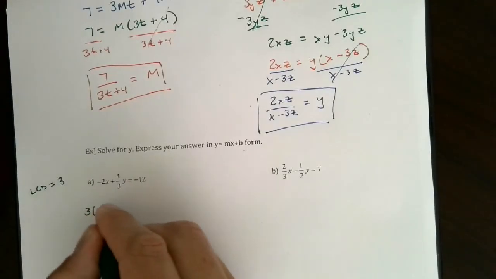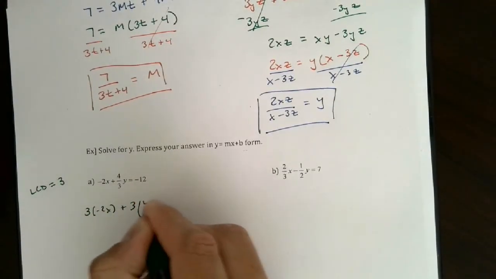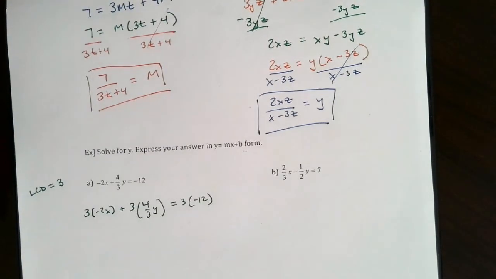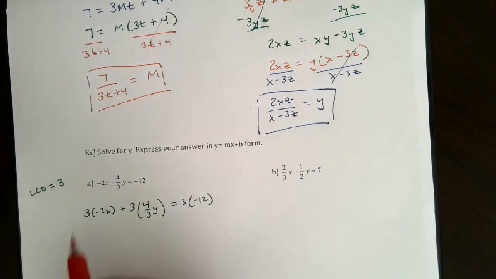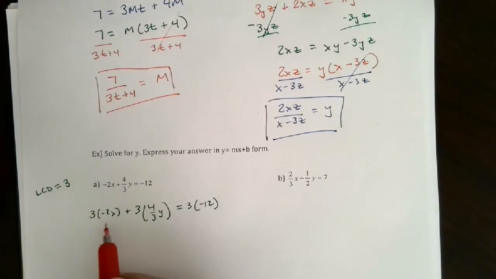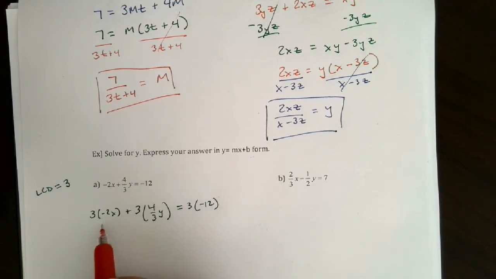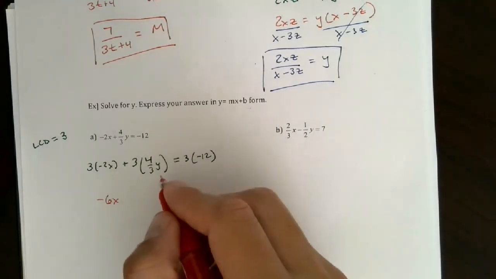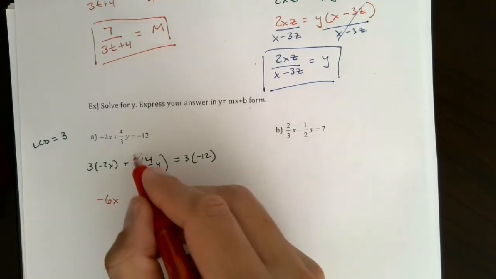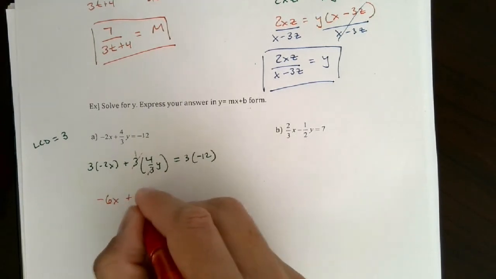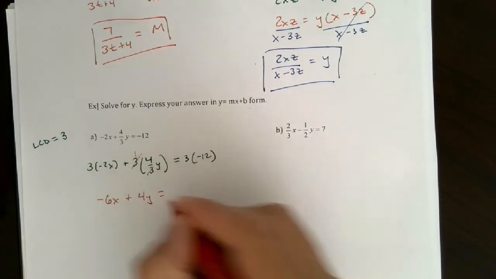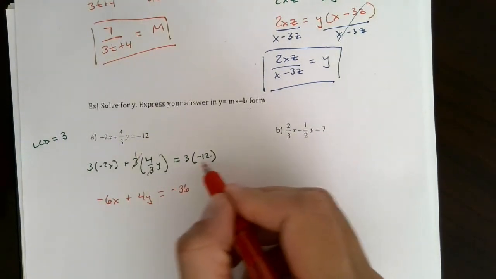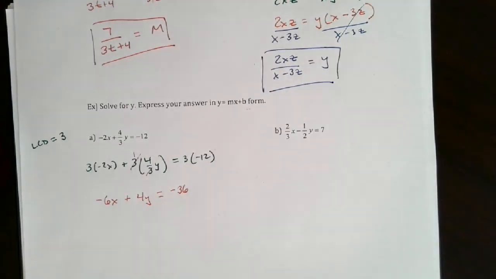So you'd have 3 times negative 2x plus 3 times 4/3 y equals 3 times negative 12. Make sure you have those parentheses there because it's not subtraction, right? It's multiplication. And 3 times negative 2x. So if it doesn't cancel out the denominator, you just multiply the values together. So 3 times negative 2x is negative 6x. 3 times the 4/3 y, well, the 3's cancel. So it's really 1 times 4y, which is just going to be plus 4y. And it's equal to 3 times negative 12, which is negative 36. Don't cancel anything here, right? This isn't in the denominator. You're just multiplying if there's no fraction.